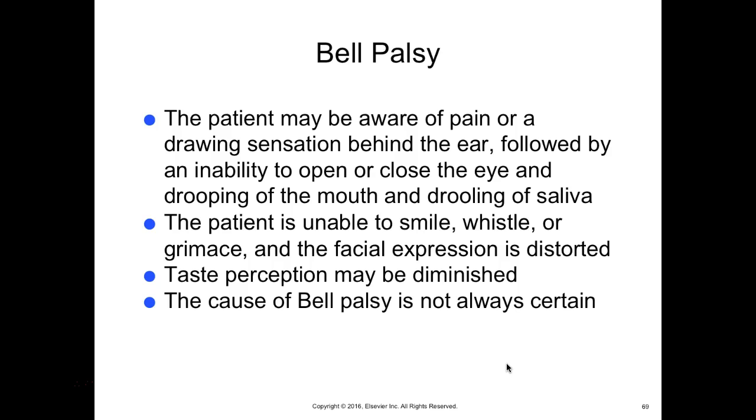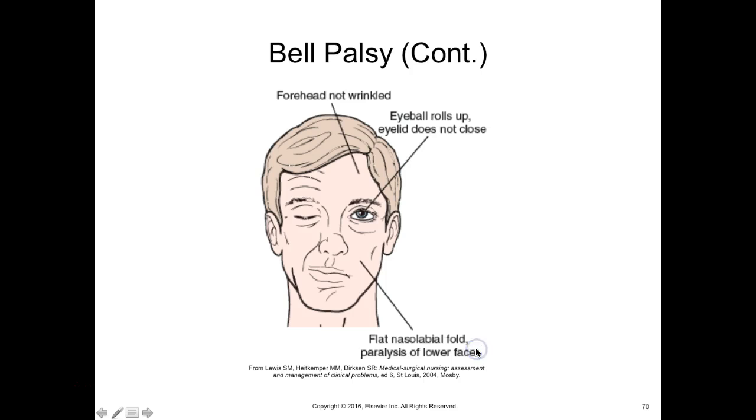The patient is unable to smile, whistle, or grimace, and the facial expression is distorted. Taste perception may also be diminished, and the cause of Bell's palsy is not always certain. Some people recover completely, and others may suffer from these problems lifelong. So here you can see the forehead does not wrinkle on this affected side. They're not able to move their eye or close their eyelid, and flat nasolabial fold and paralysis of the lower face.